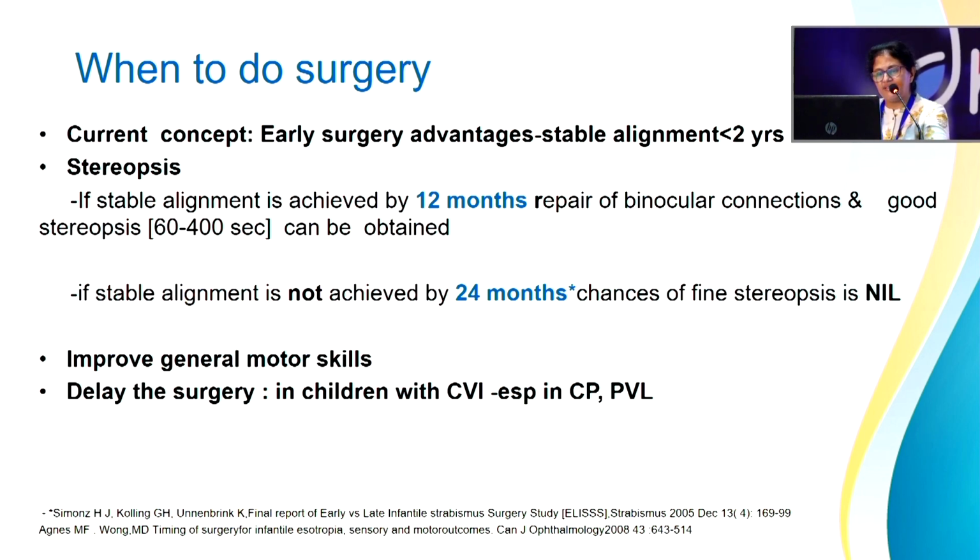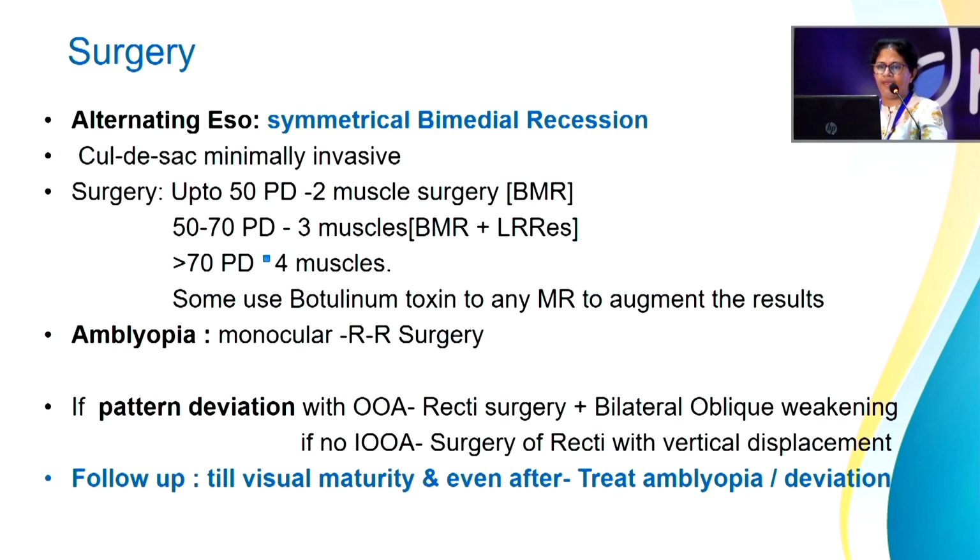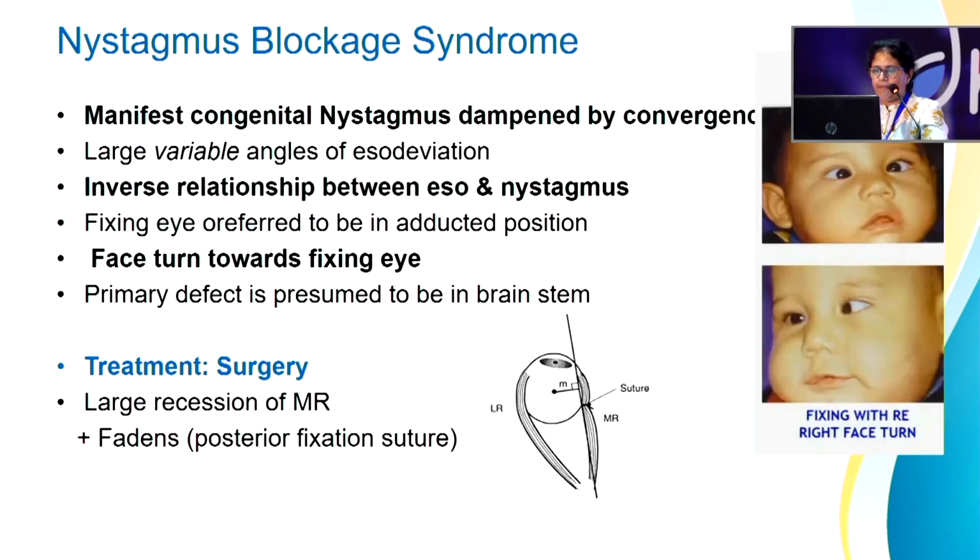You can consider delaying surgery in children with CVI. In surgery, if there is alternating esotropia, you can try symmetrical bimedial recession. And in case of severe amblyopia, you can try monocular recession-resection surgery. Another thing is that follow-up is very important. The patient should be followed till visual maturity, and even after that, and look for amblyopia or any overcorrection or undercorrection or secondary deviations. So we have to treat it accordingly.